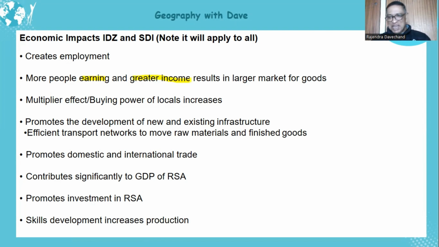There's your explain how again. You understand? Because they'll produce more goods. So there's a larger market for goods, and therefore there'll be an increase in production to meet the demand of the larger market.